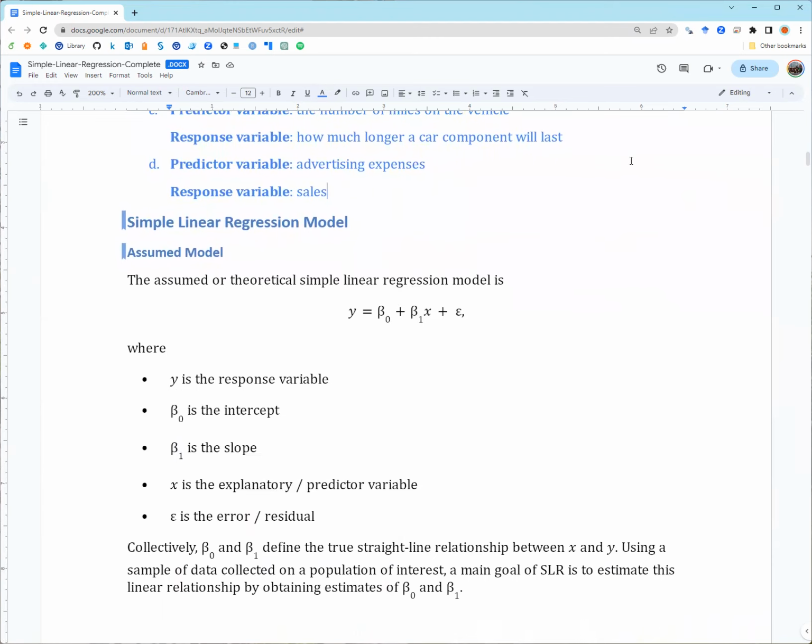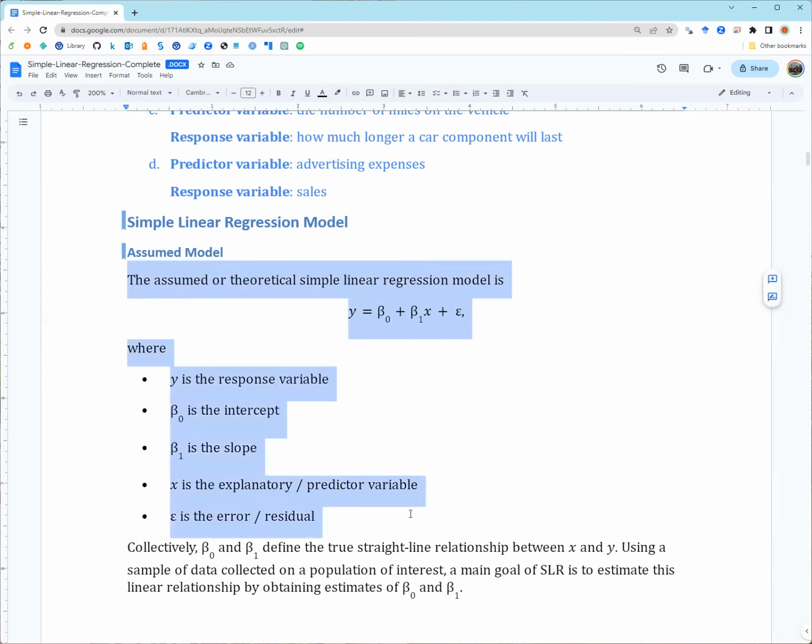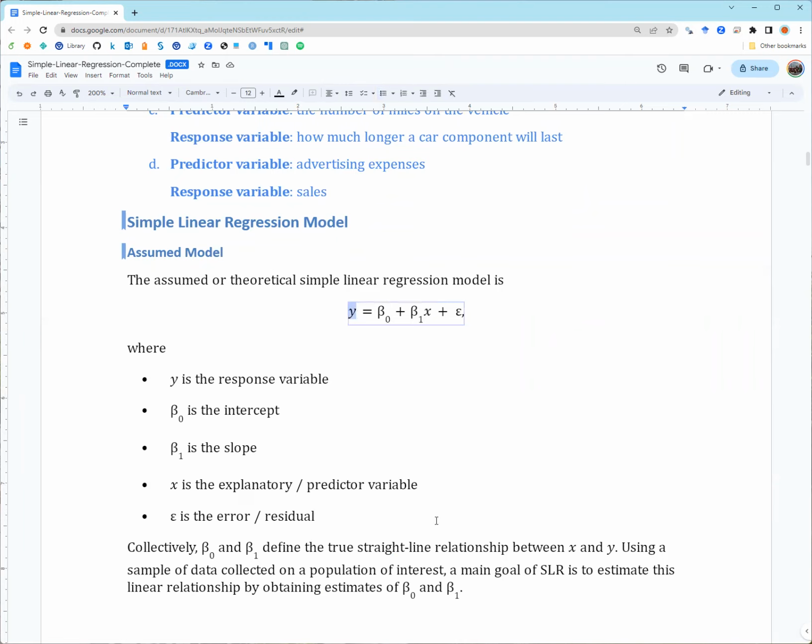So the assumption that we're making when we fit a simple linear regression model is that the data follow this relationship described by what we call the regression equation. To give a statement of the assumed or theoretical regression model, this is how we do that, where we're saying our response variable y is equal to a linear function, so a constant plus a constant times x, a linear function of x, plus a residual or error term.